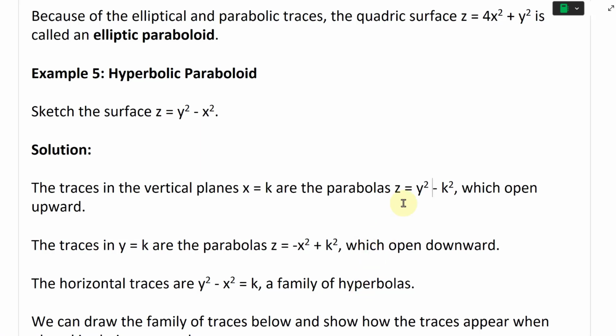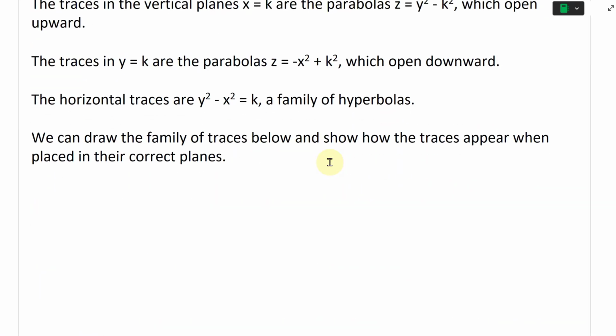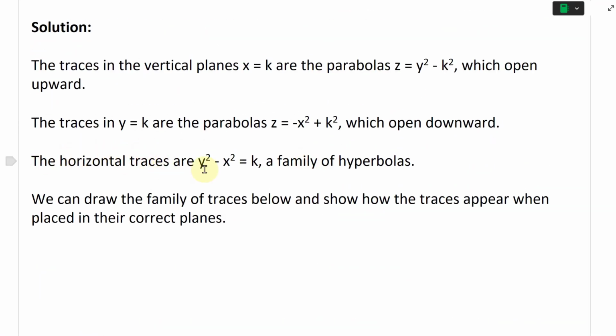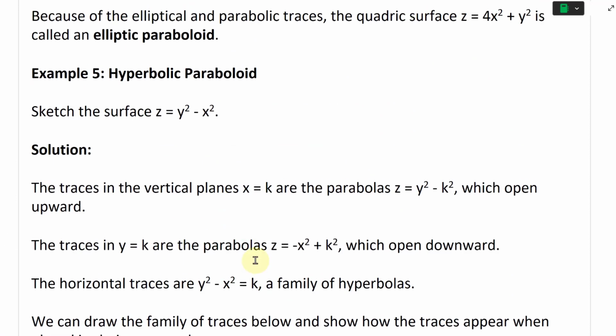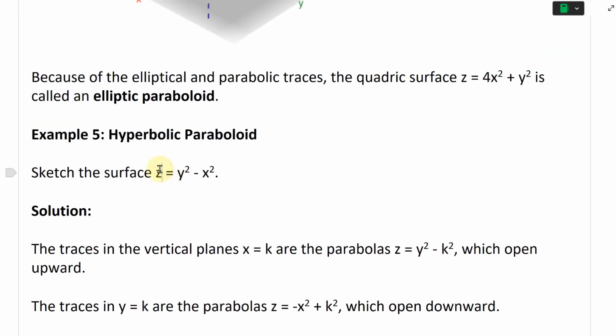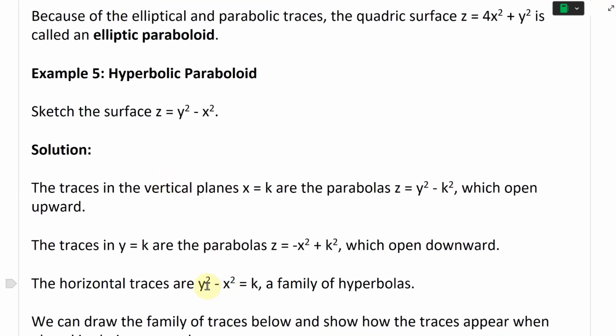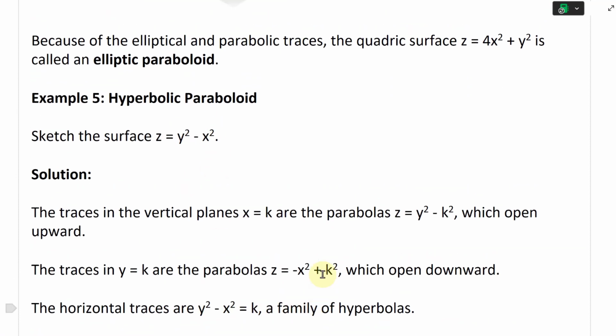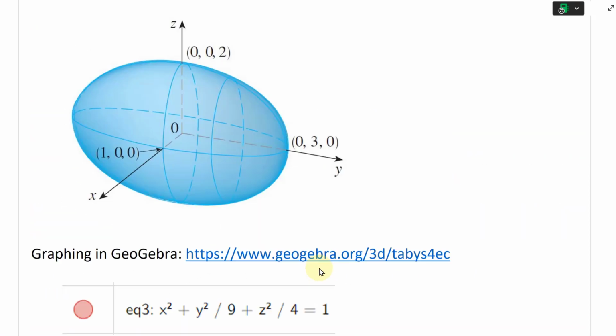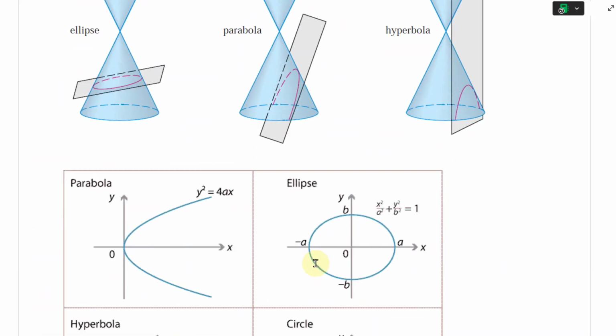And this other one is the opposite of that. It's going to go up like that, but it's going to be below the origin if k is a positive number. All right. So the horizontal traces is when z equals k. So when z equals k, just put in k there. So we'll have y squared minus k squared minus x squared equals k, a family of hyperbolas. And we can see that from our conic sections.